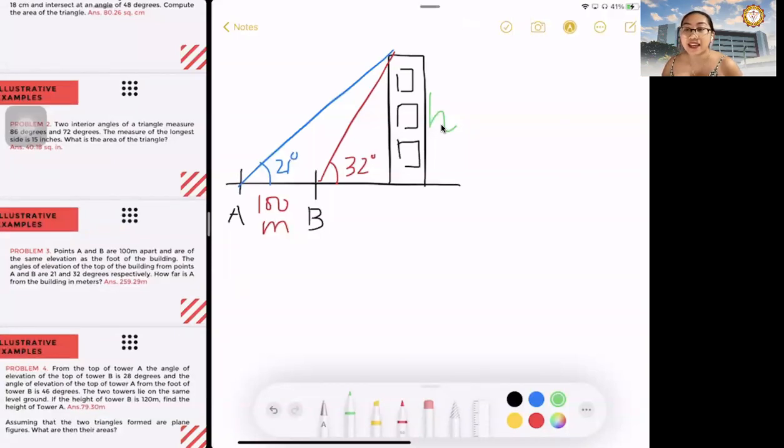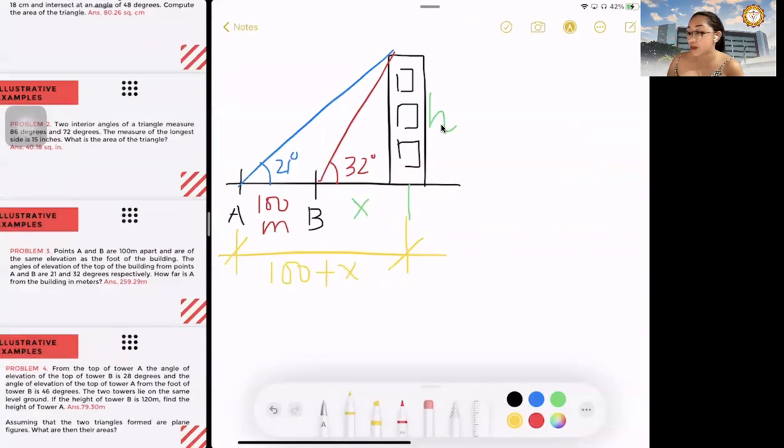So the mistake I did last meeting was that I equated the area instead of the height. It should have been the heights that are equated, because the building has the same height whether we're viewing it at point A or point B. So let's just name this as X. From the building to point B, it's X. And the question is, what is the distance from point A to the building? So let's have that as 100 plus X, right?